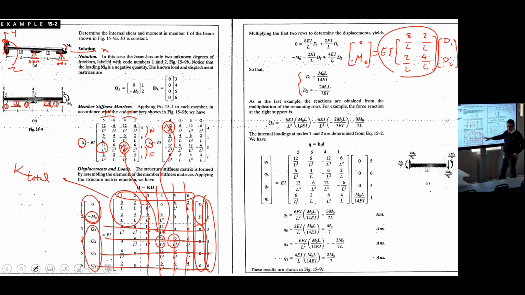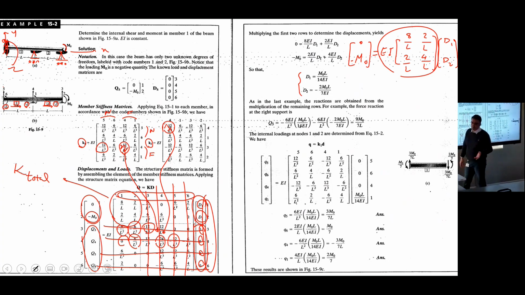Each one is the corresponding row multiplied by this vector of deformation. To be more clear, Q3 is this number multiplied by D1 plus this number multiplied by D2 plus this number multiplied by 0. Forget about it. This is 0, this is 0, this is 0. So only the first one multiplied by D1, the second one multiplied by D2. Right? Q4 is the same. The first one, forget about it, is 0. The second one multiplied by D2. Q4, Q5.